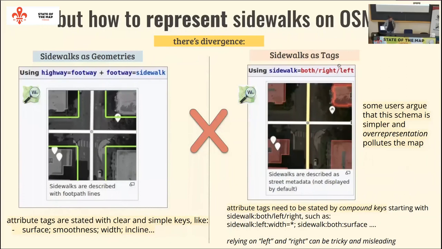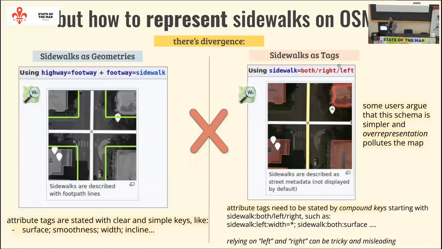But then arises the first question: how to represent sidewalks on OpenStreetMap? At this moment, at least in some discussion forums, there are many divergences. I haven't seen a lot of this at this conference, but in the last 5 years it has been a huge topic of discussion. So there are two forms to represent sidewalks in OpenStreetMap data. The first one is the one that appeared last, but I'm presenting it first.